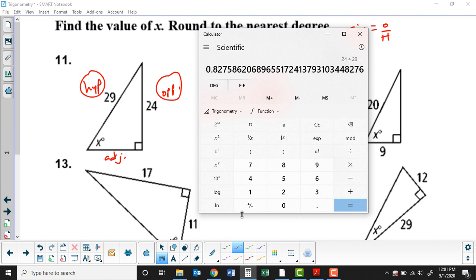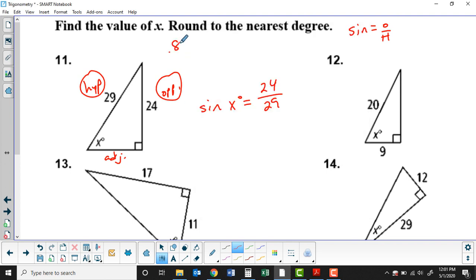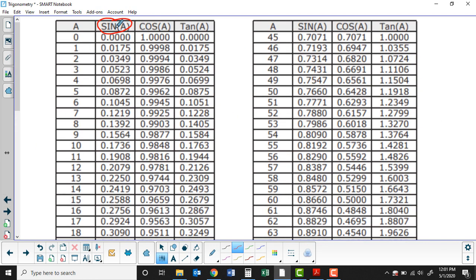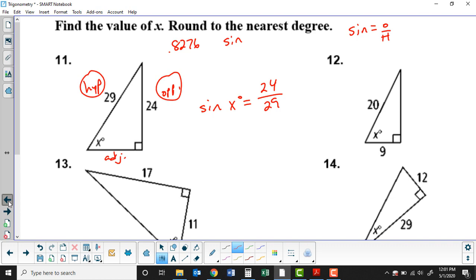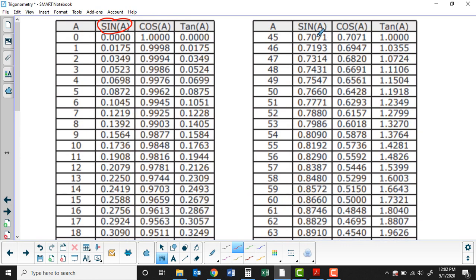0.8276. All right, this says that 5 go up. So, 0.8276. Remember that number. All right, now we did do the sine ratio. So if I go back to my trig chart and I look in the sine column, I'm looking for the number that's closest as possible to 0.8276. All right.